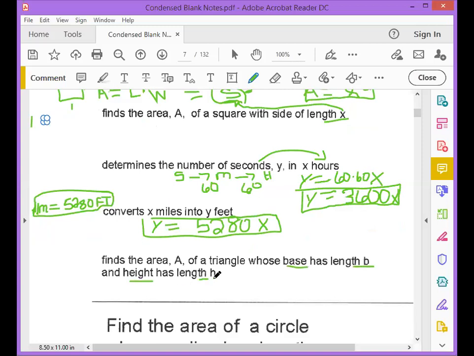Find the area A of a triangle whose base has length b, so the base is b, and the height is h. The formula to find the area of a triangle is 1/2 base times height. Our base, we're told, is the letter b, and our height is the letter h. So we just write it as 1/2 base times height.